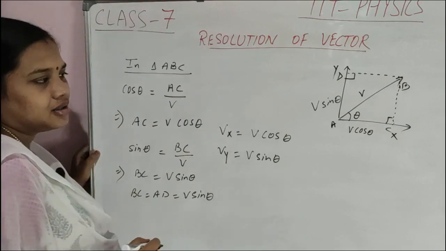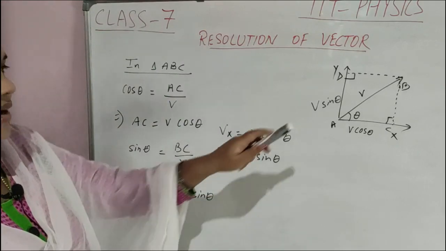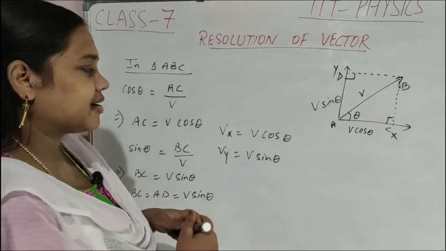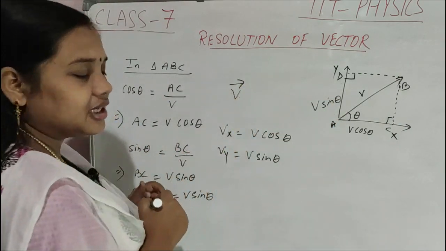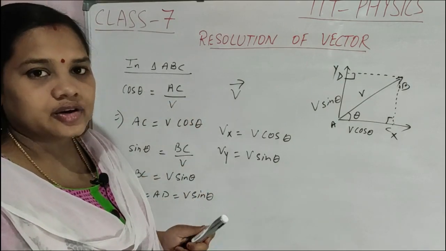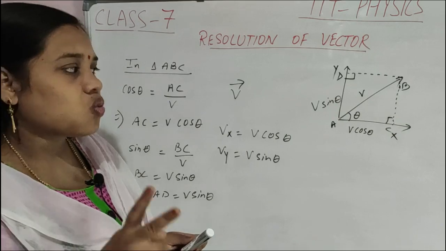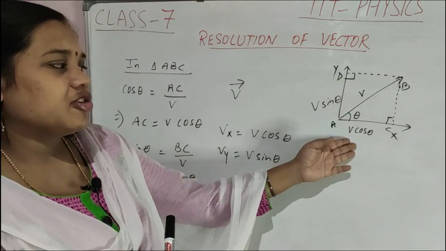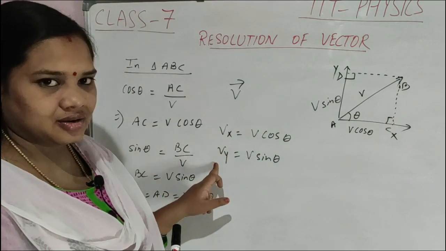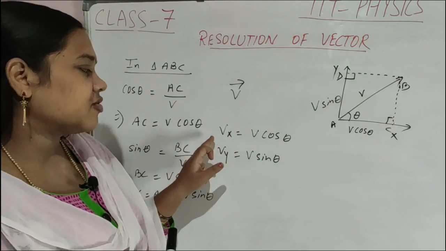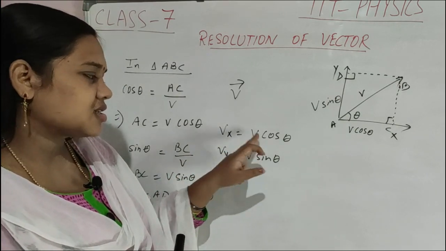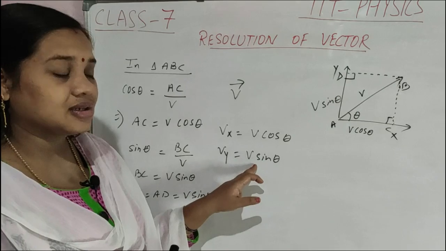Now see this vector. What is our vector? V. Vector V is resolved into two components. What are the two components? V cos theta and V sin theta, Vx and Vy: the vector in the x direction and the vector in the y direction. Vx equals V cos theta, Vy equals V sin theta.